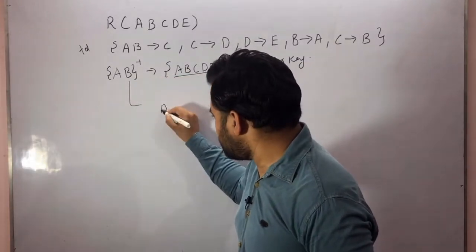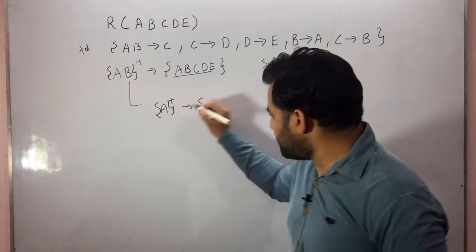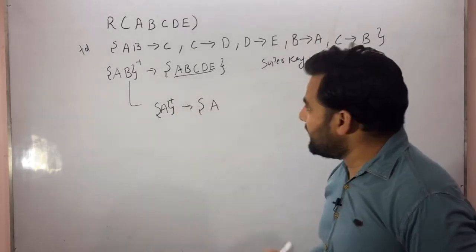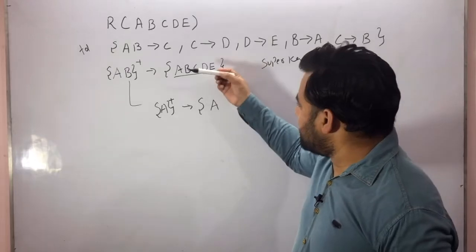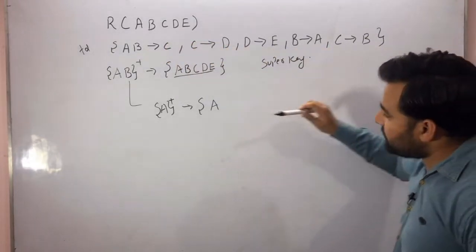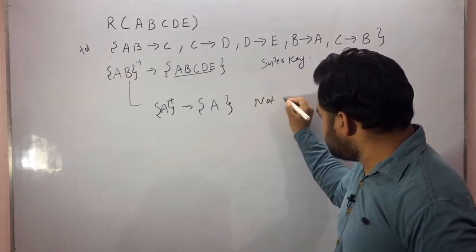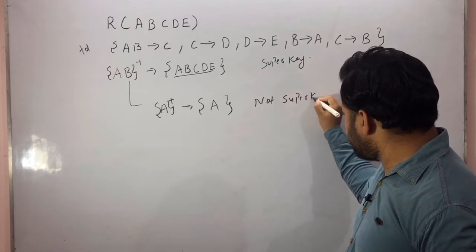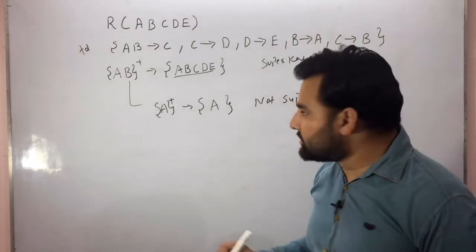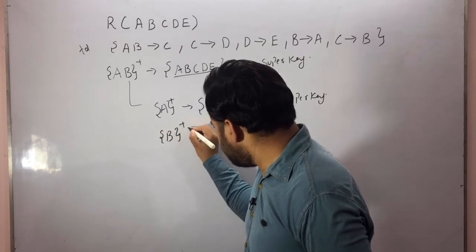Firstly, I'll take the closure of A. So what I get after taking the closure of A, obviously I will get A. Okay, from A, am I getting any other attributes? No, I'm not going anywhere else. So what is the meaning? This is not a super key. Okay, so now I have to check for B also. So now I will take the closure of B also.